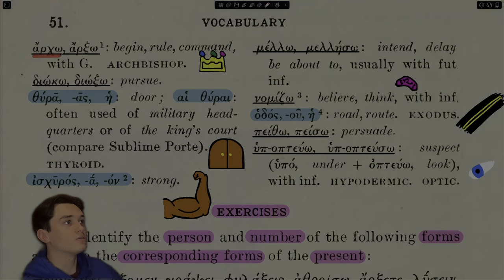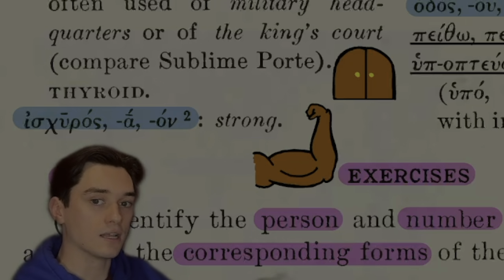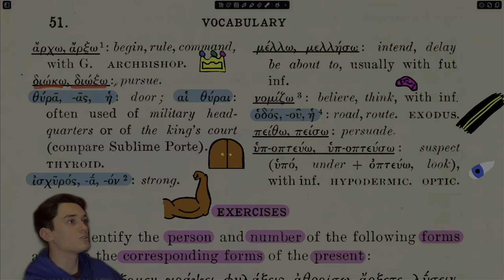51 vocabulary. Arco, arxo, your first principal part and your second principal part, this being the present and this being the future. Begin, rule, command. And oftentimes it takes a genitive object. So in English, you'd say I rule over something. Think of that over as your genitive. Dioko, dioxo, to pursue. Again, here's your first principal part, and here's your second principal part. Tura, as, he, a door. Hai turai. Often used of military headquarters or of the king's court. Compare sublime port. One example of a derivative is thyroid.